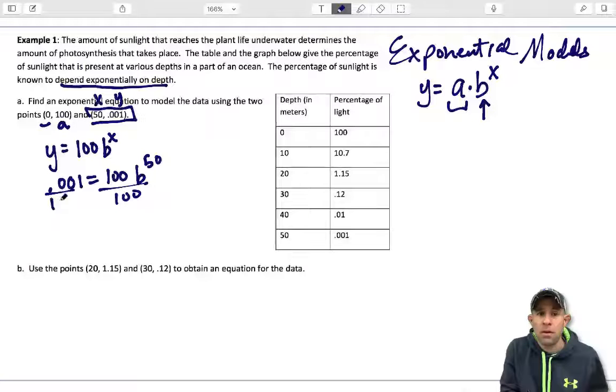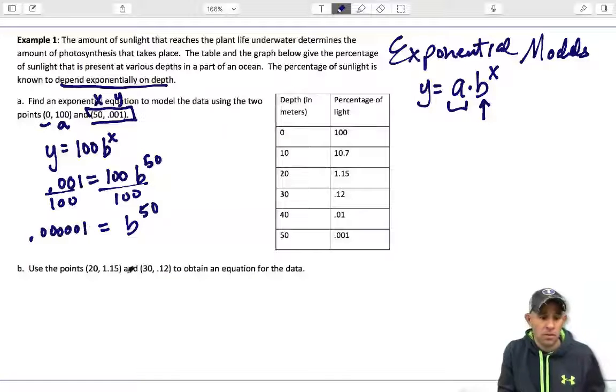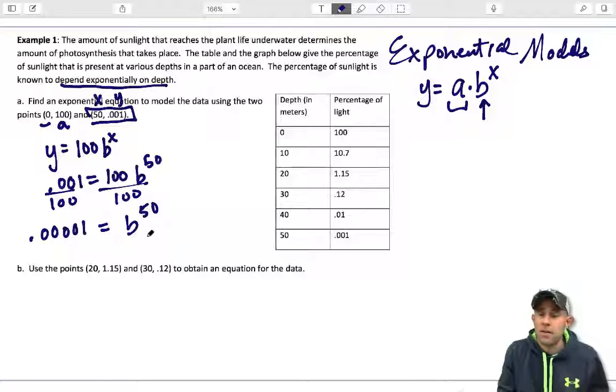Divide both sides by 100, and we will end up with b to the 50th power is equal to 0.00001. Let me count the zeros again: there are 4 zeros and a 1. So that should be 0.00001.